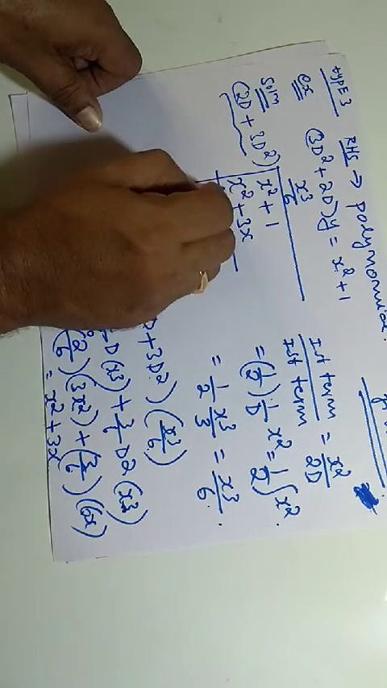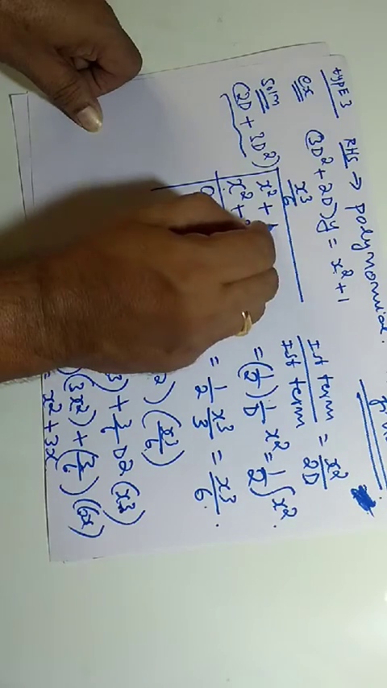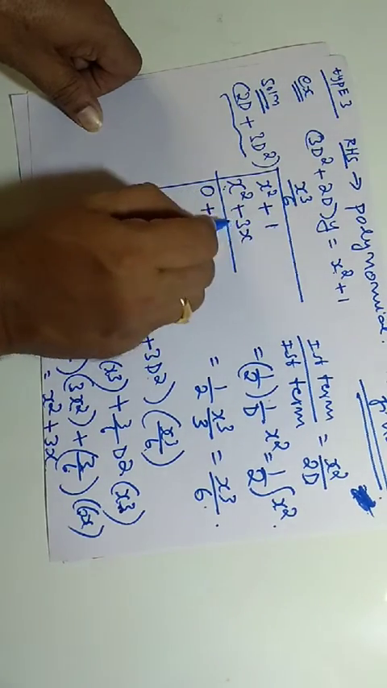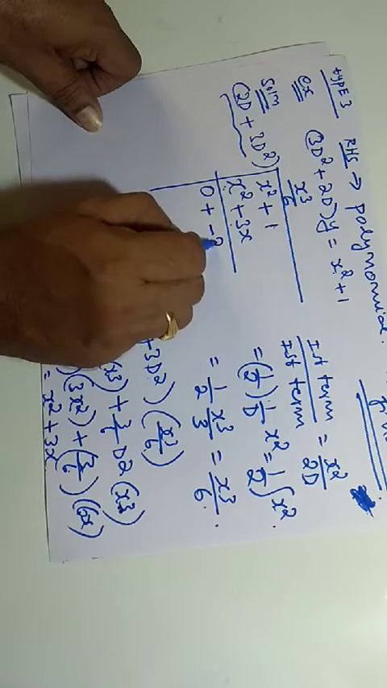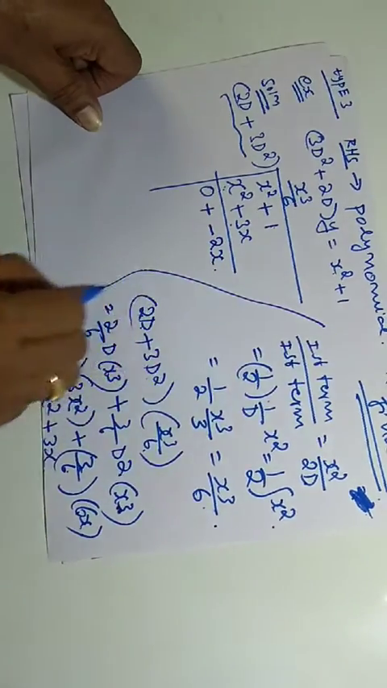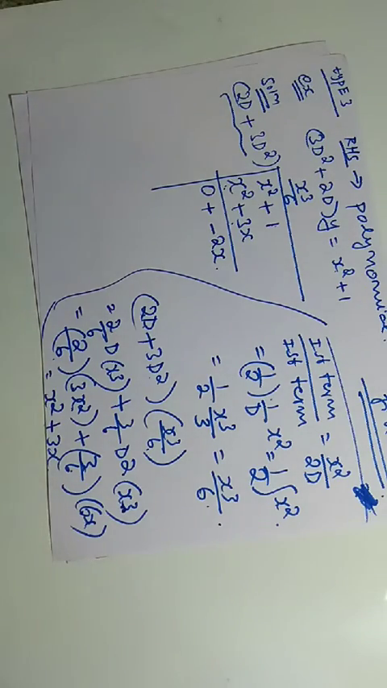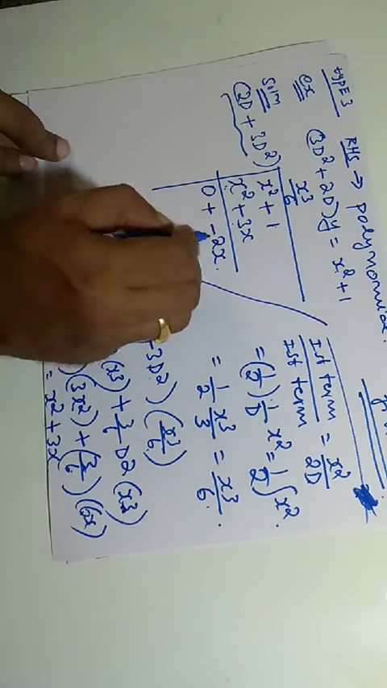Now subtract: x squared minus x squared, 0, plus 1 minus 3x. Minus 2x you are getting. So this is stage 1. Remember. Now for going to stage 2, what are you doing once again?